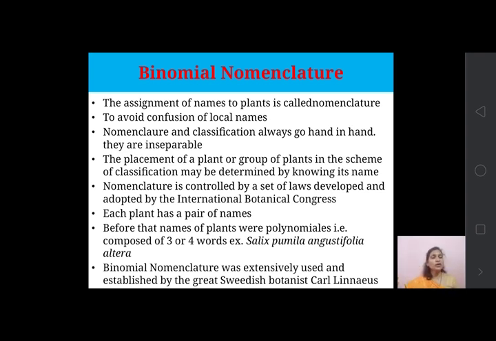And you also know that Carl Linnaeus is also known as the father of taxonomy, because he has done very great work in the field of taxonomy. That's why he is known as the father of taxonomy. He established this binomial nomenclature system, so that it will be easy for us to remember the scientific name of any particular plant. Carl Linnaeus introduced this binomial nomenclature system.